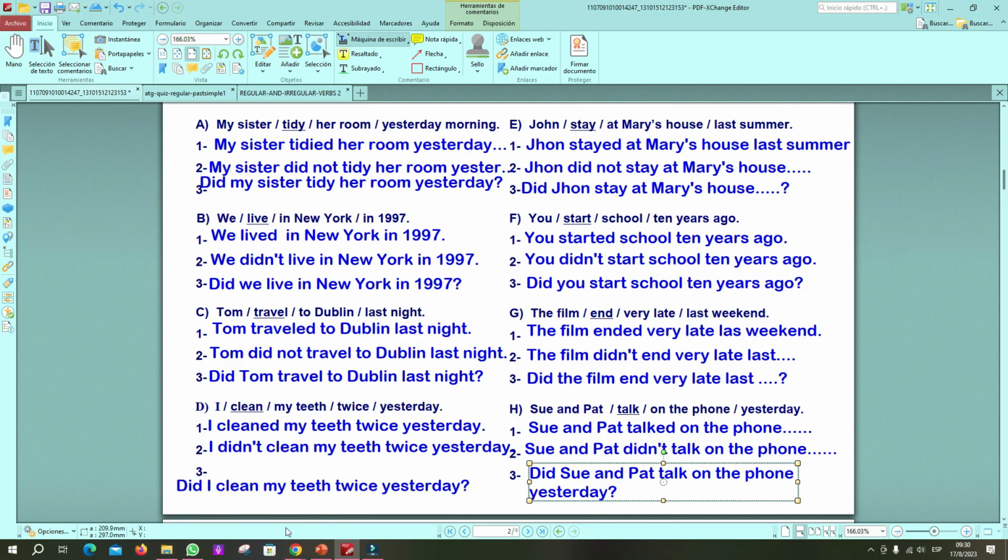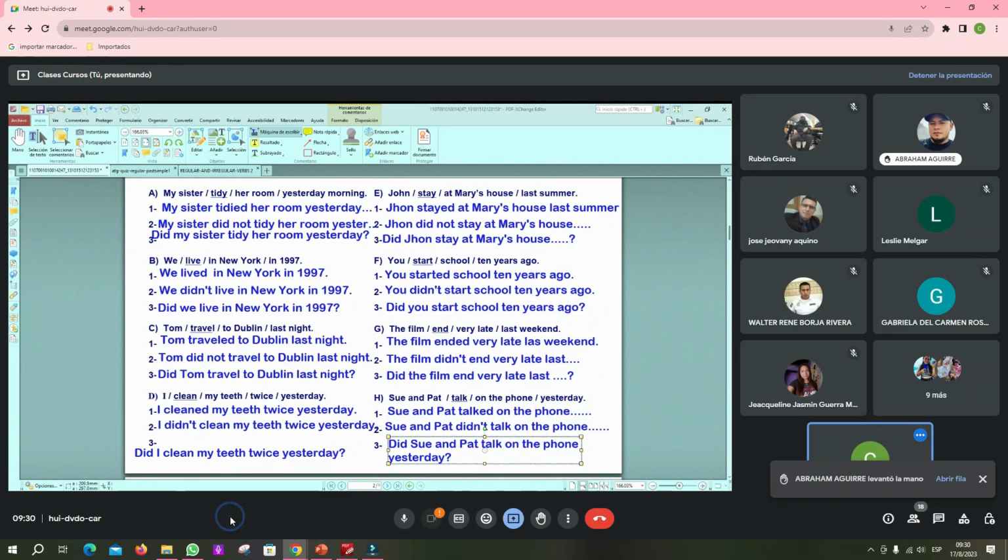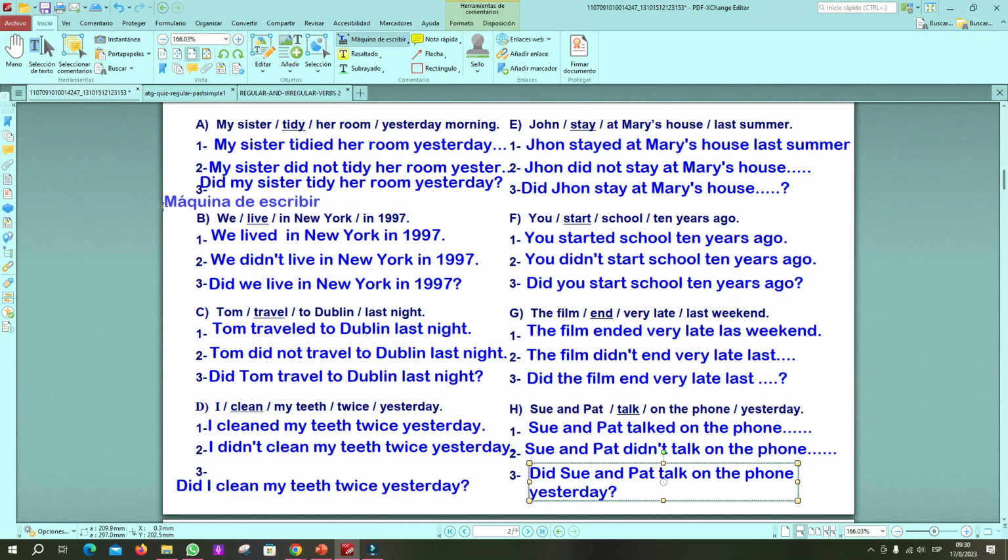Okay. So, before we continue, yes, Mr. Abraham, I just need to show you something. Okay, teacher. In the WH word question, what question? Oh, we can write one if you want. For example, in the first one, did my sister tidy her room yesterday? How would you write that as a WH word question, Mr. Abraham, sorry.